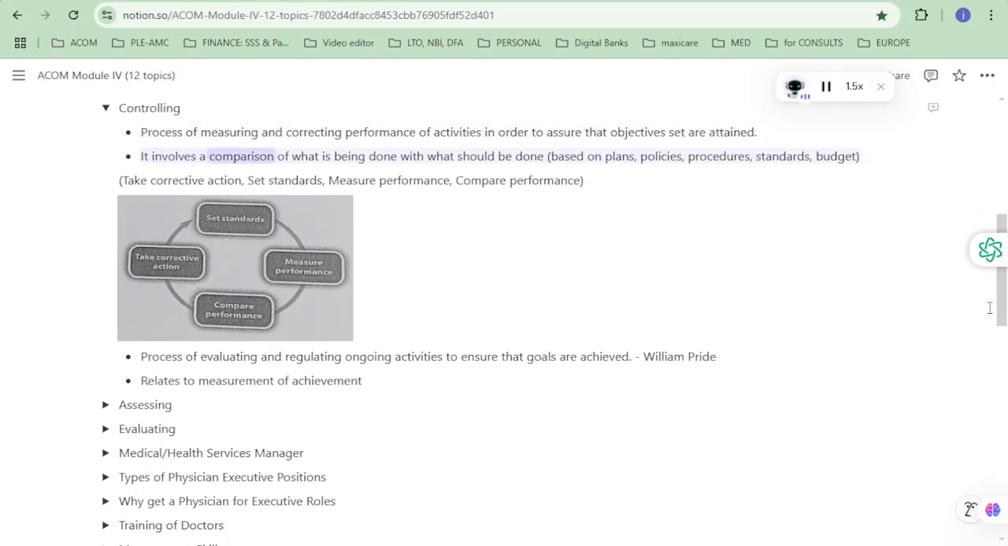It involves a comparison of what is being done with what should be done, based on plans, policies, procedures, standards, budget. Take corrective action, set standards, measure performance, compare performance. Process of evaluating and regulating ongoing activities to ensure that goals are achieved. William Pride: relates to measurement of achievement.